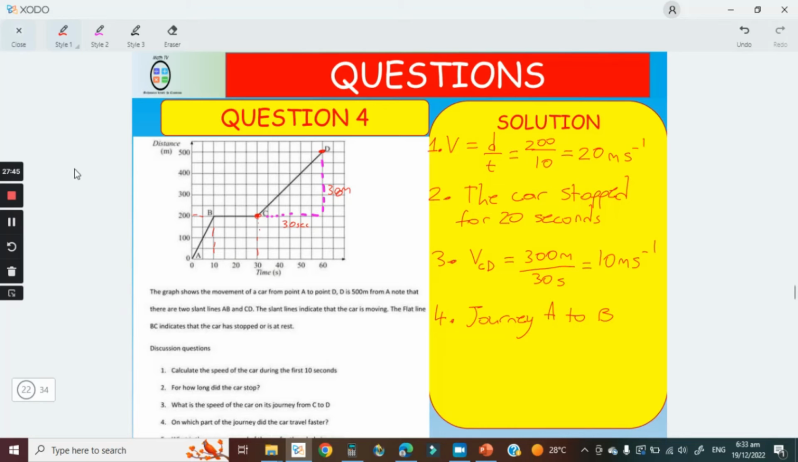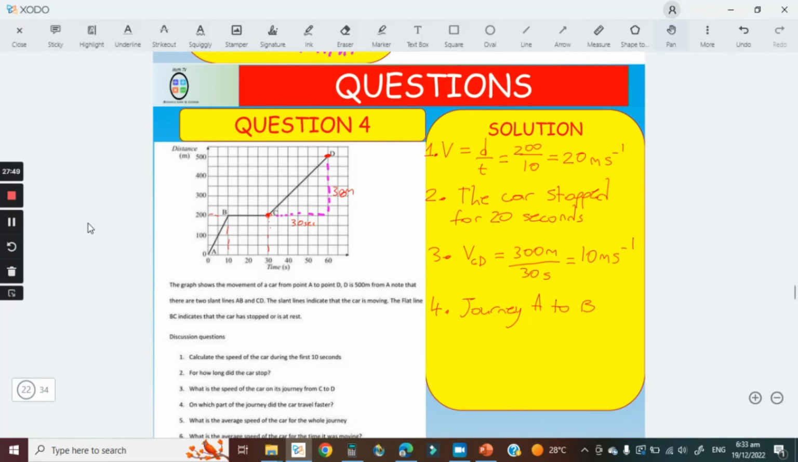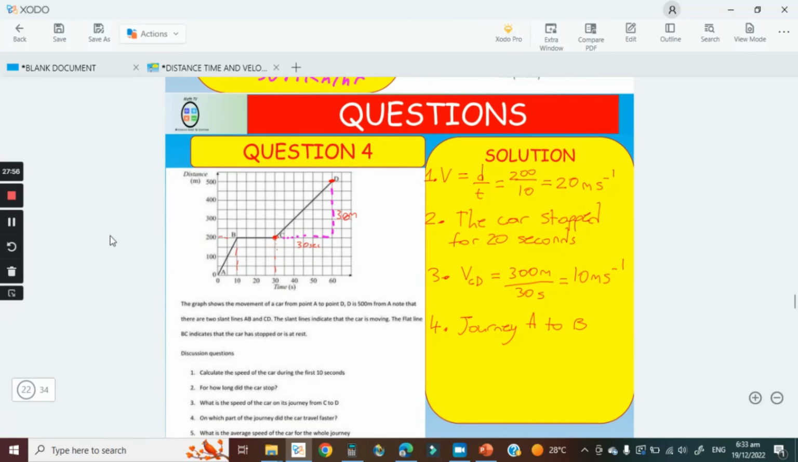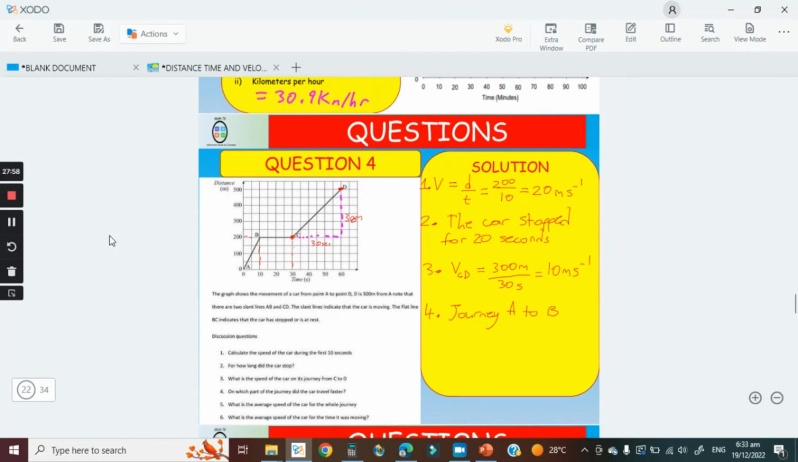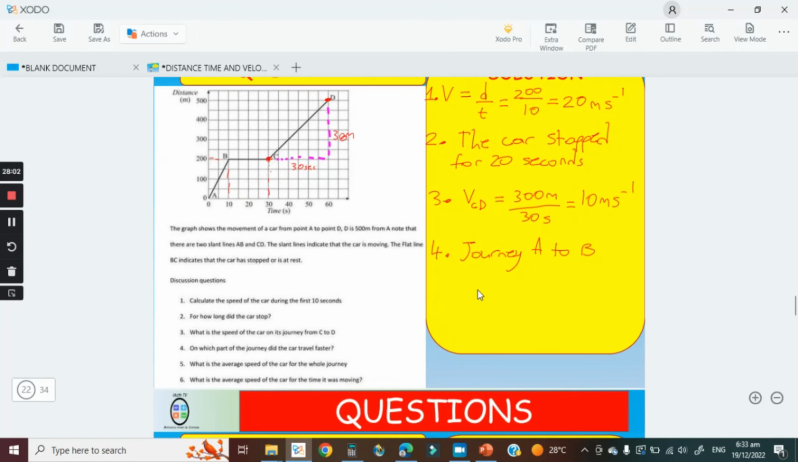Finally, let's see what they're asking last. It says, what is the average speed of the car? What is the average speed of the car throughout the whole journey? I'm just zooming out so you can see the full question. Let me bring it up, then zoom back in. Alright, so they want, what is the average speed of the car for the whole journey?